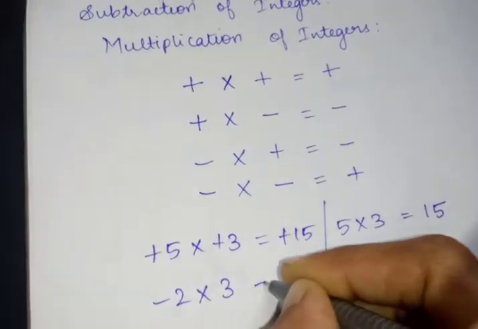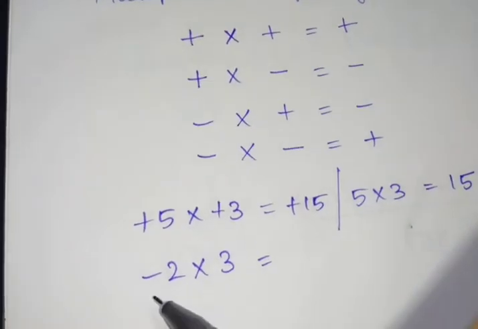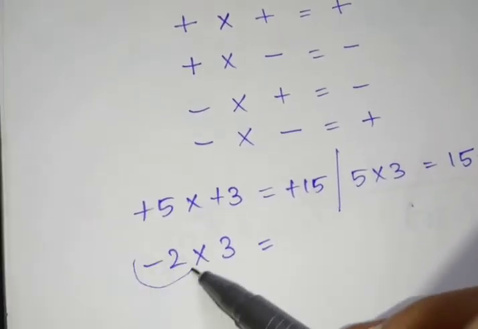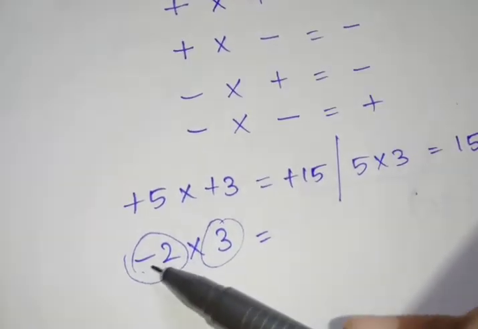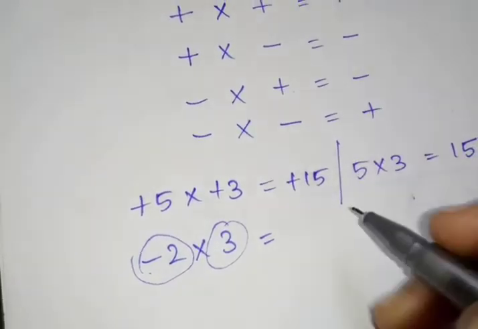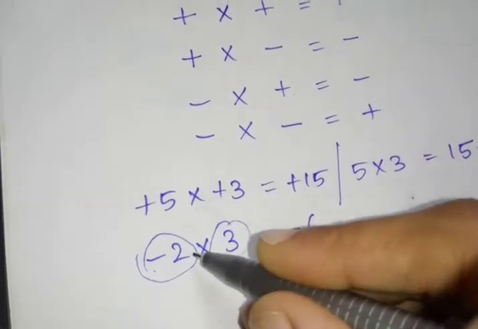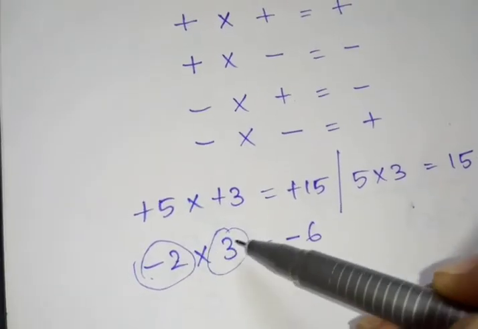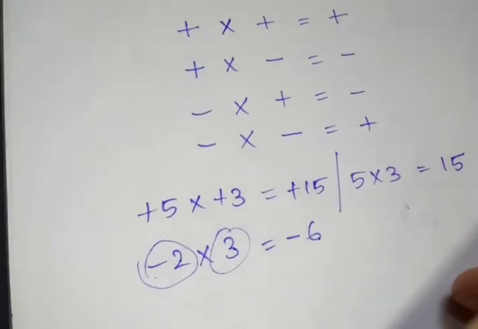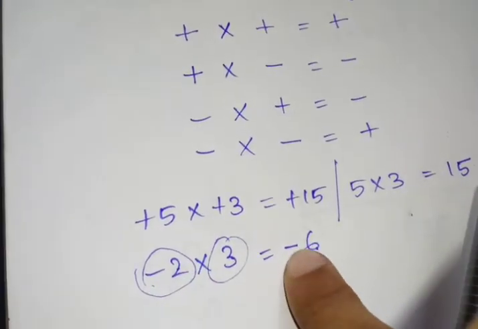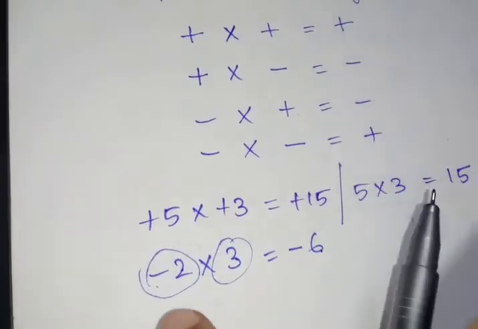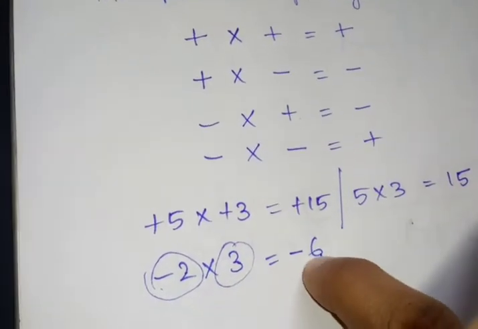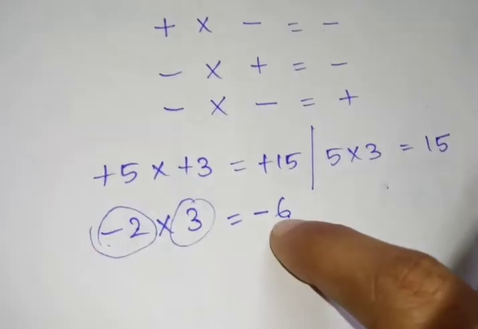Next, minus 2 into 3. See, minus 2 is one negative integer, 3 is one positive integer. When I multiply a negative integer and a positive integer, first what you will do, 2 3s are 6. You write the multiplication as such. Then you should put the minus sign, because minus into plus what? Minus. Did you understand? This is how you should do it.